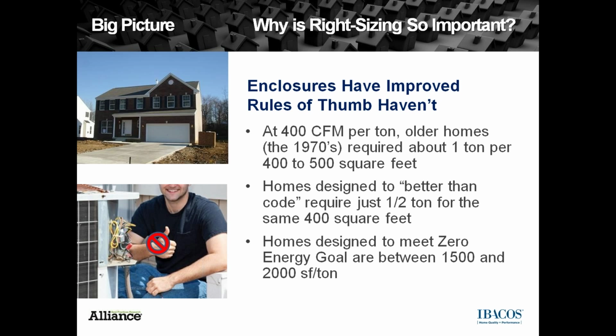Why is right sizing so important? Rules of thumb have always been in play for HVAC design. Our enclosures are improving: better air sealing, better wall construction, better windows. The rules of thumb have not kept up with better enclosures. An older approach would have been a ton per 400 to 500 square feet. With better-than-code or newer, more stringent codes, you're seeing that number be much less, half a ton of cooling for 400 square feet. And even on super high performance homes, you're getting up to 1,500 to 2,000 square feet per ton of cooling.